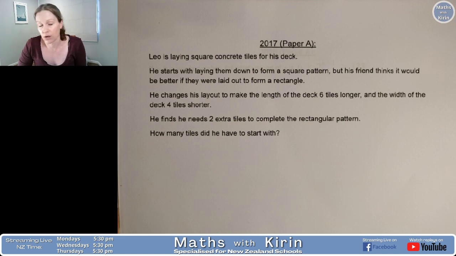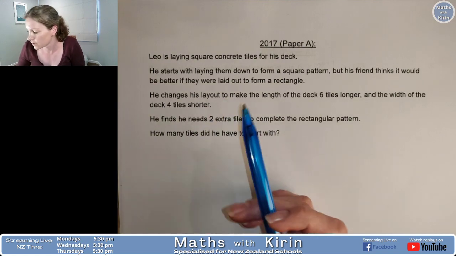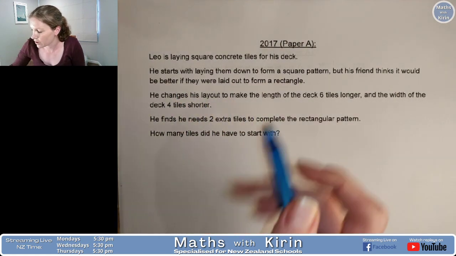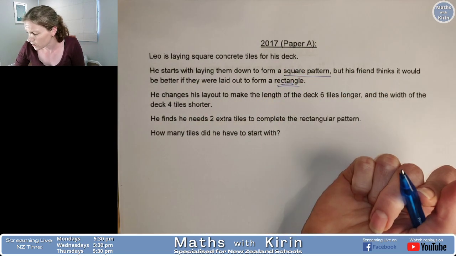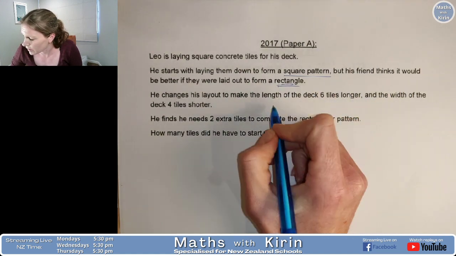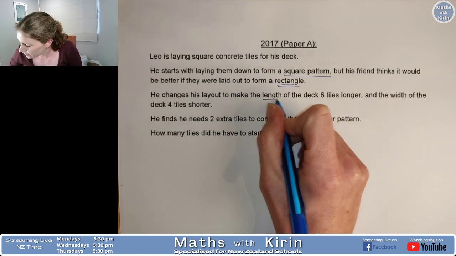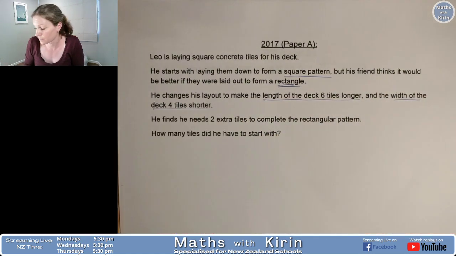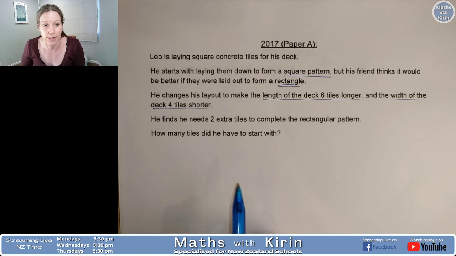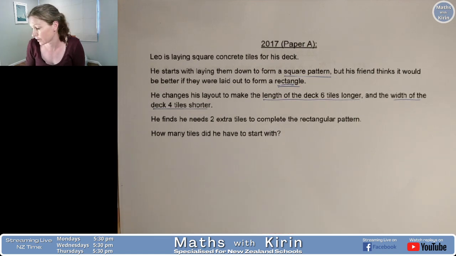So we've got lots of information. You might need to read through this a few times in order to get everything that you need to answer the question. So the key things that we are dealing with, we started with a square pattern and then we change it to a rectangular pattern. When we change it to the rectangular pattern, we have the length 6 tiles longer and the width 4 tiles shorter. Okay, and when we do that, we're going to need 2 more tiles in order to get that rectangular pattern filled out. How many tiles do we have to start with?